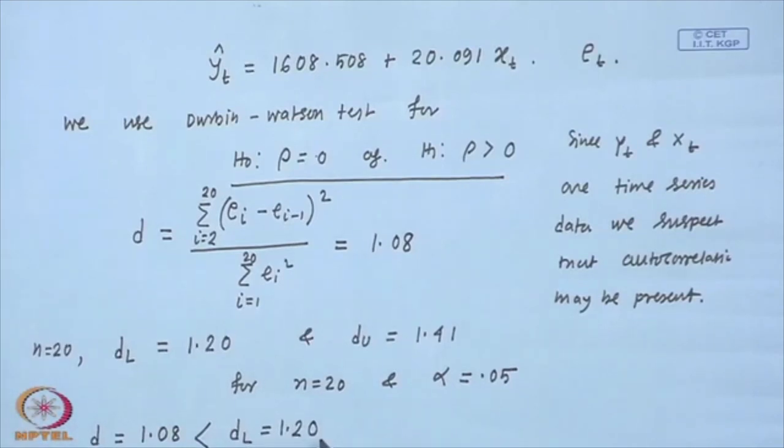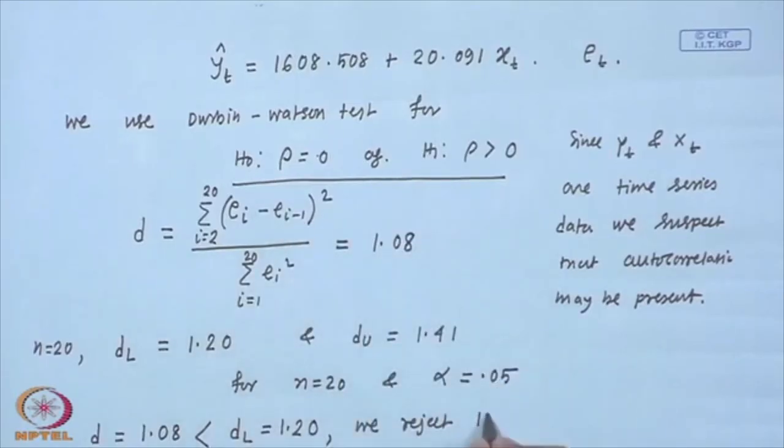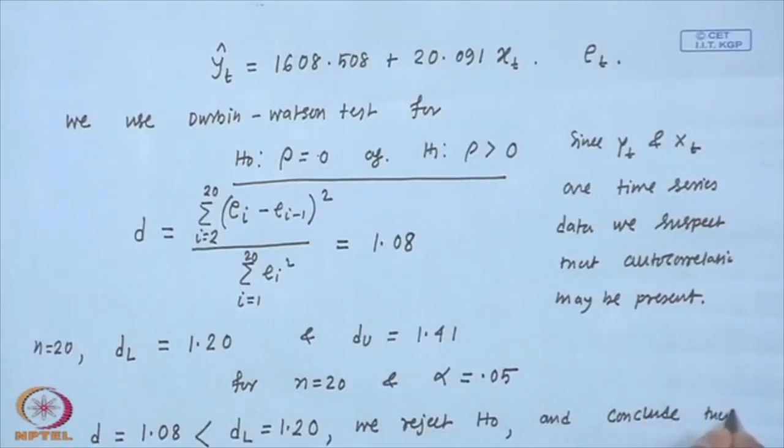Since this is true, we reject H naught. H naught says there is no autocorrelation. So, we reject H naught and conclude that the errors are positively autocorrelated.